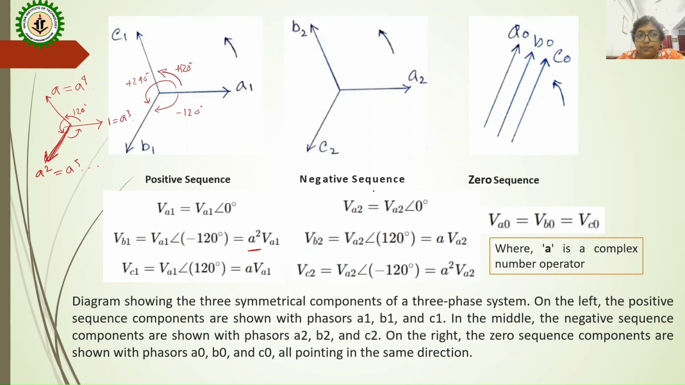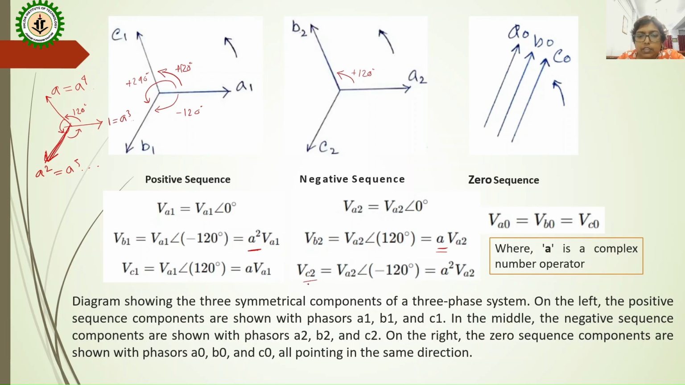For negative sequence, so VA2 again the reference, so that's why VA2 with angle 0. Now VB2, the position is VB2 here, so 120 degree positive shifting. So obviously that should be multiplied with A. So A VA2. So magnitude of VB2, VA2, those are same, but the complex operator that will differ because their angles are different.